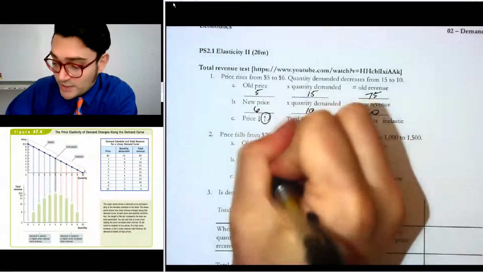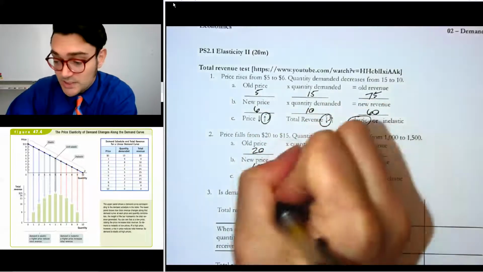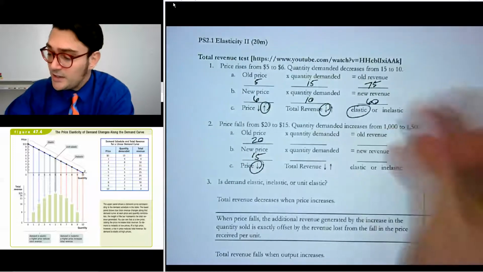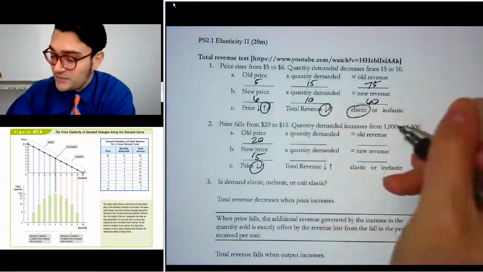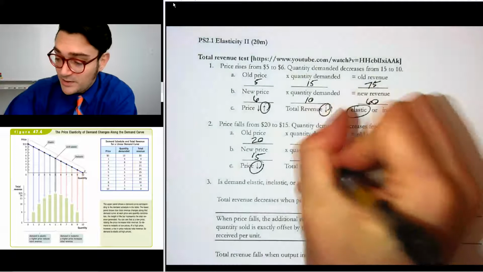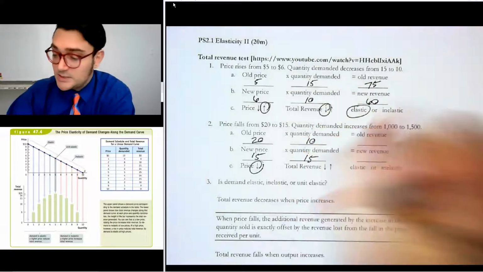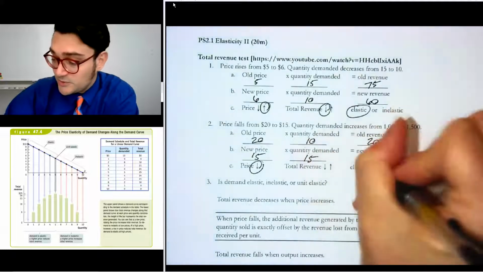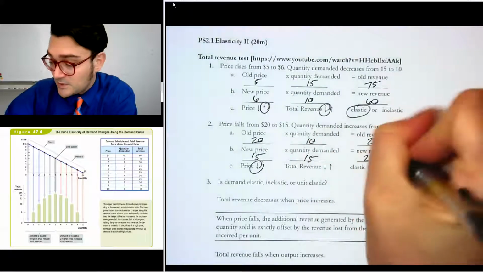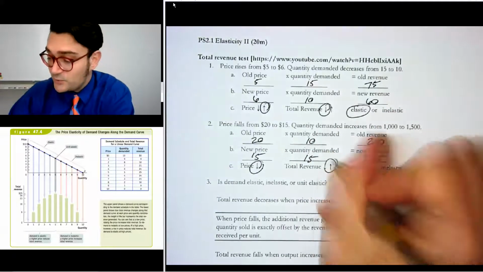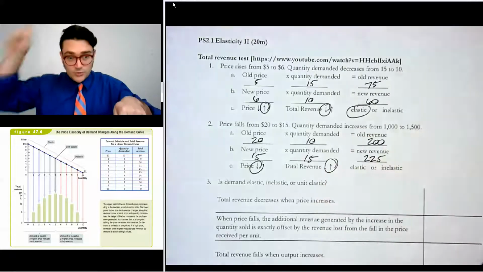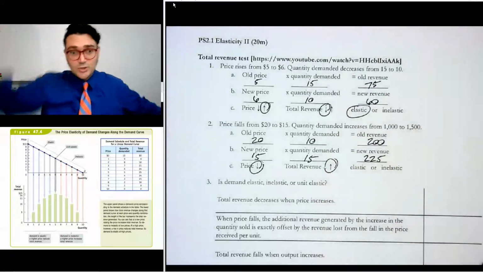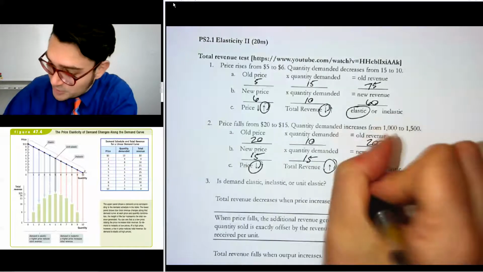Price goes from 20 to 15. So that means the price goes down. And quantity goes from 1,000 to 1,500. I'm just going to say 10 and 15 because that's easier. And so this is 200. And then, oh boy, this is 225. And so we would say that the total revenue went up. So price goes down, total revenue goes up. Stretch, you're in the elastic range.